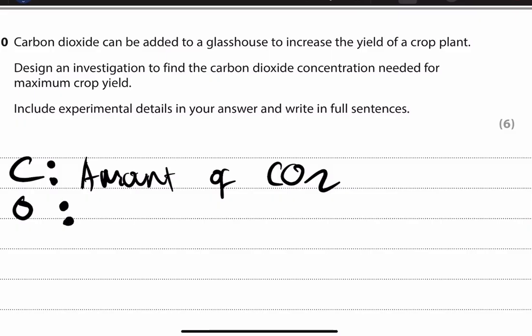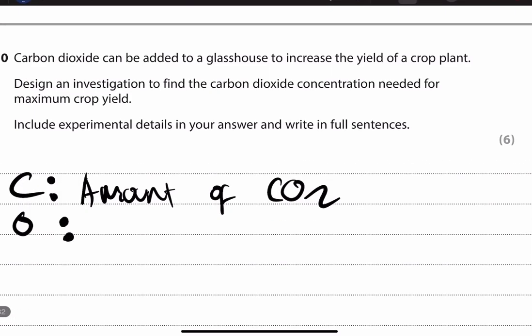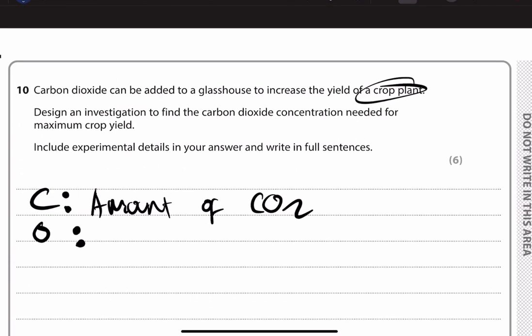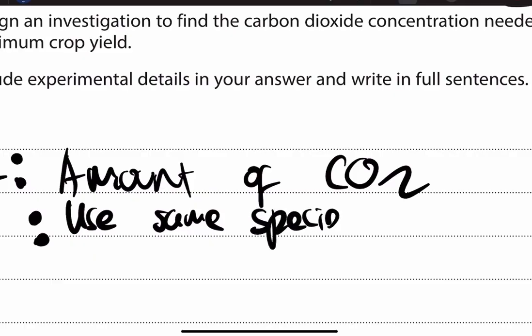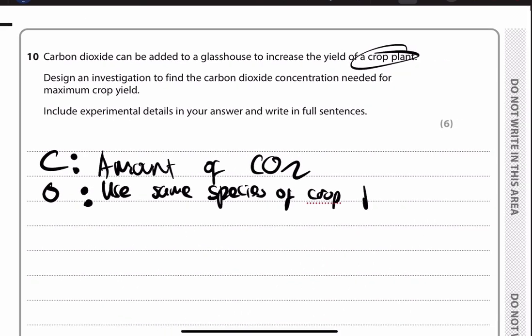Okay, organism. How are we going to keep the organism controlled? How are we going to use the same? Well, we're testing a crop plant, right? So we don't want to use many types of crop plants. We want to pick one crop plant and keep the same one. So use the same species of crop plant.